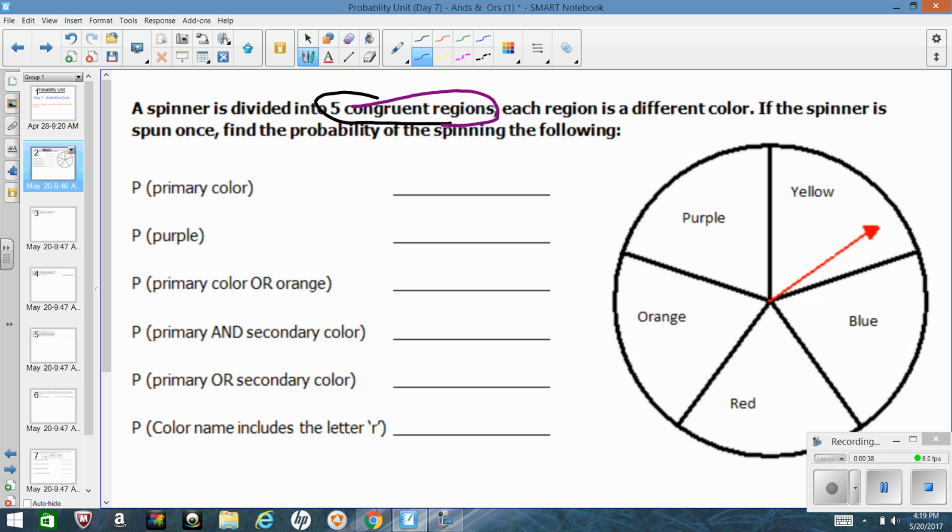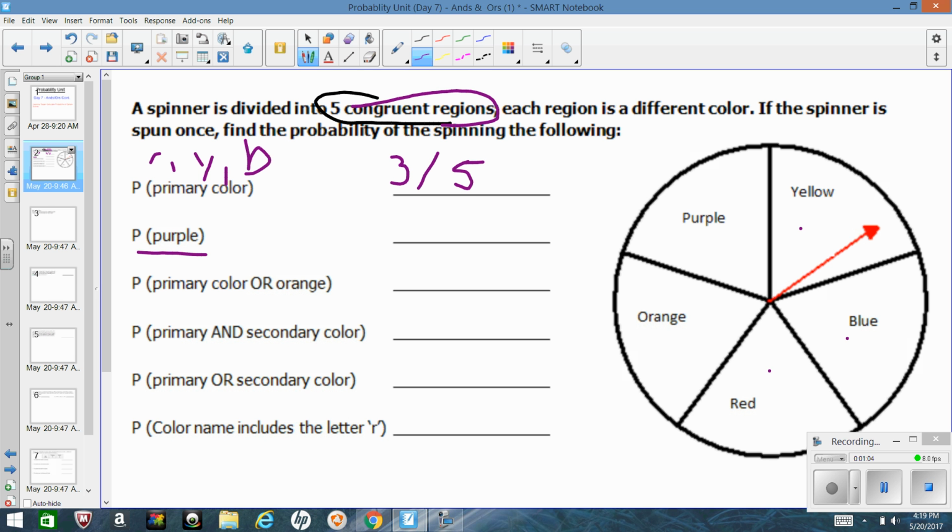And the first thing we want is a primary color. So our primary colors are going to be red, yellow, and blue. So if we look at our 5 colors, we've got 1 red, 1 yellow, 1 blue. So our numerator would be 3 because there are 3 things we want, and there are 5 total sections. So our probability would be 3/5.